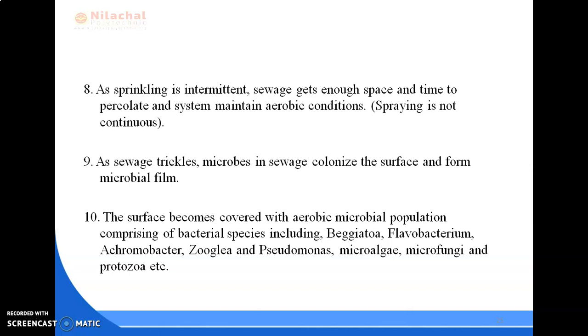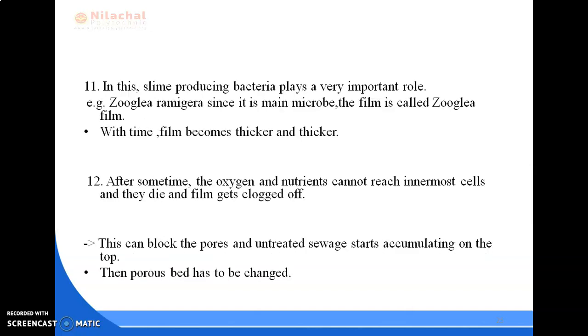As sewage trickles, microbes in sewage colonize the surface and form a microbial film. The surface becomes covered with an aerobic microbial population comprising different types of bacteria. Some examples of this type of population are microfungi, protozoa, etc. In this, slime producing bacteria play a very important role.